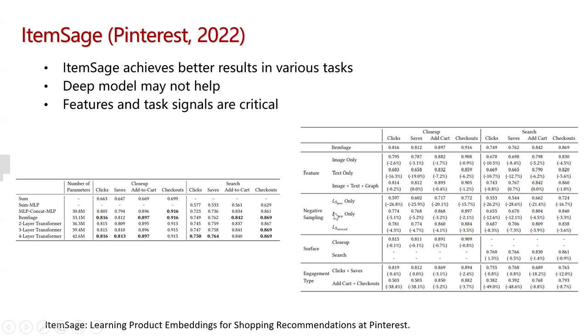And we can see that the features of the input and the task signals are very important, right? If we use different types of features, different combinations, and different negative sampling strategies, the performance may change significantly, right? And if we use different engagement types, such as clicks, saves, or different tasks such as checkouts, right? The different supervision signals may have a very huge impact on the final performance. So in our industrial systems, we need to carefully select the features, the negative sampling strategies, and the engagement signals to train our model.